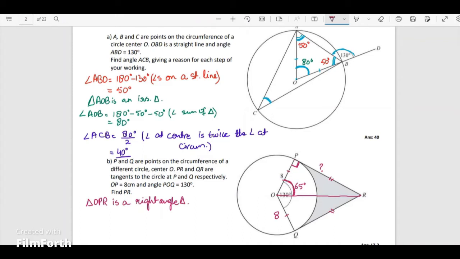For trigonometric ratios here, this angle 65 degrees is given. Let's name the sides looking at this angle. This would be my adjacent side. This is the hypotenuse OR, which is not given, neither required. And PR is my opposite side. So adjacent and opposite side, that means I'm going to use the tan ratio here. So tan of 65 degrees would be equal to opposite, which is PR, over adjacent, which is 8. So this means PR equals 8 times tan of 65 degrees. Let's see what the answer is.